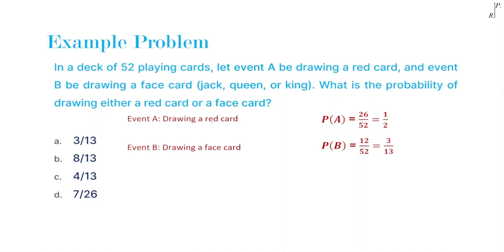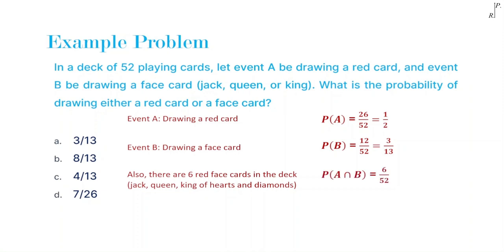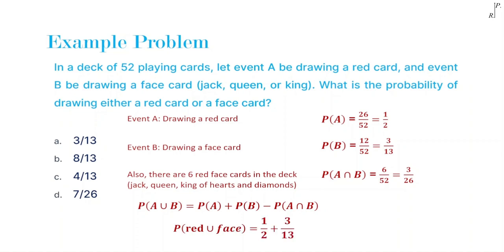or 3 by 13. Also, there are 6 red face cards in the deck: Jack, Queen, King of Hearts and Diamonds. Then, the probability of A intersection B becomes 6 by 52 or 3 by 26. Then, using the inclusion-exclusion principle, the probability of drawing either a red card or a face card will be given as, which, upon solving, will be equal to 8 by 13. So, option B is the correct choice.